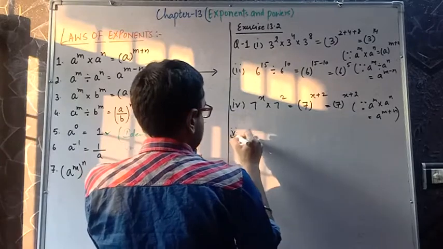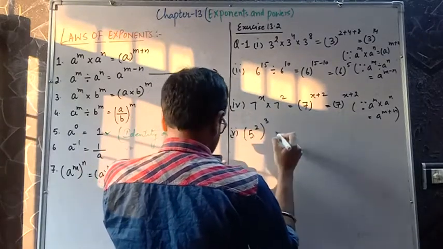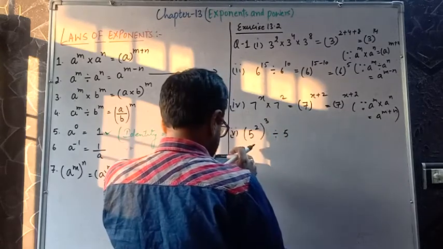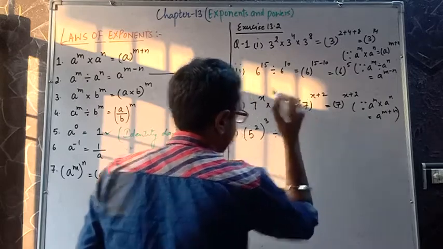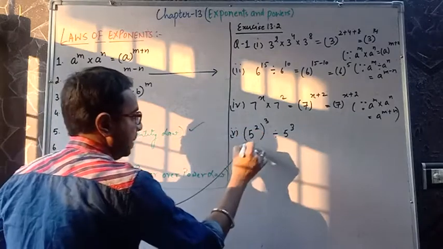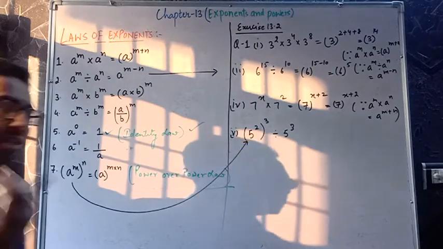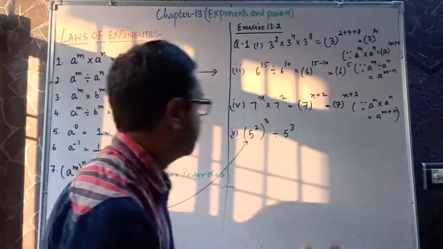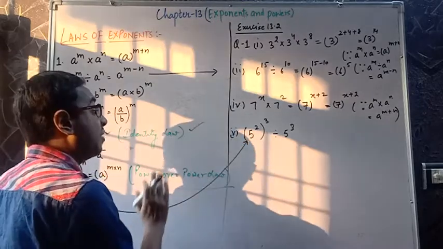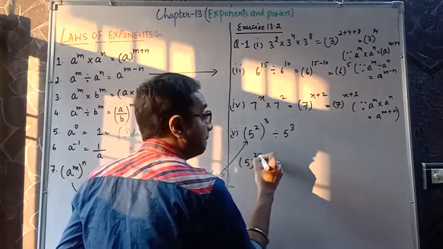Next, fifth part. See this part, it seems to be very interesting. 5 raised to power 2, whole raised to power 3, divided by 5 raised to power 3. Now understand how to do this. Don't you think this particular part indicates a rule? First of all, as per BODMAS, we have to solve the bracket first. But the bracket indicates that it seems like the power upon power rule. So in the power upon power rule, powers will be multiplied.